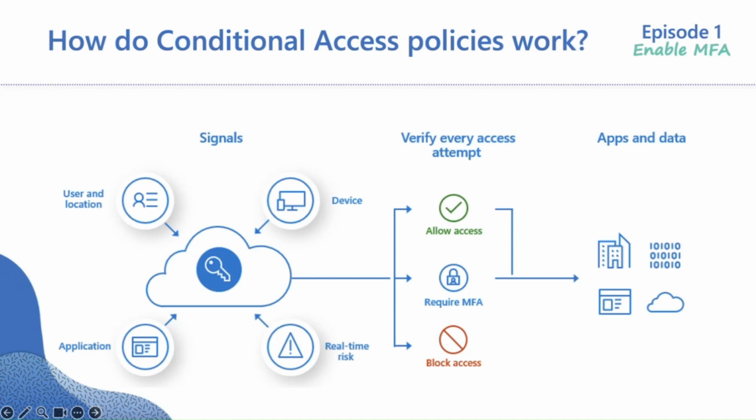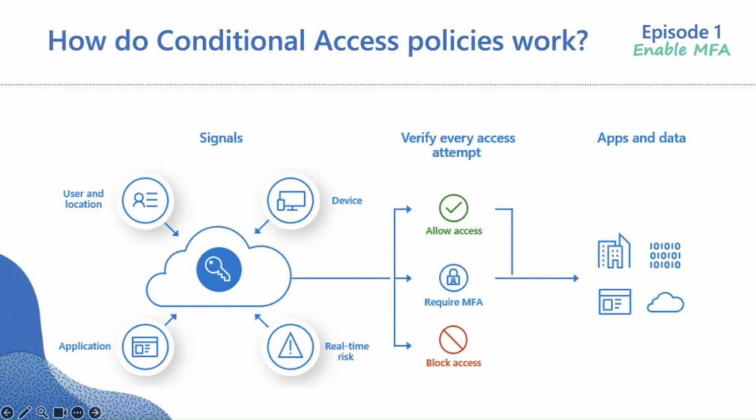Let's dive a little bit deeper into how conditional access policies actually work. They ensure that the right people have access to the right resources under the right conditions. And it all starts with signals. Conditional access evaluates key factors such as the user's identity, the location, the device that they're using, the application that they want to access, and then also real-time risk signals that get picked up. These signals are collected and analyzed as it happens.